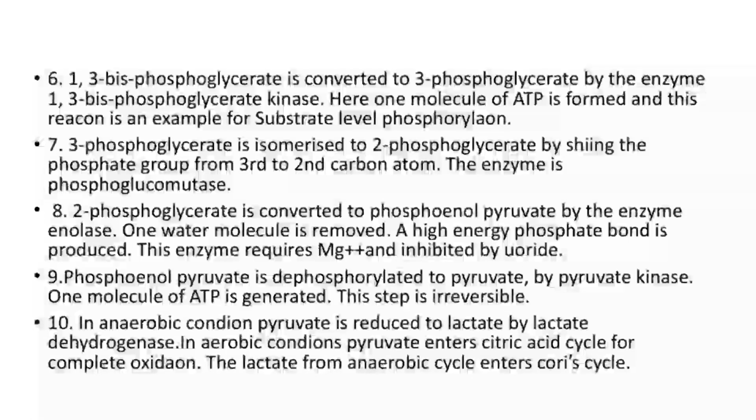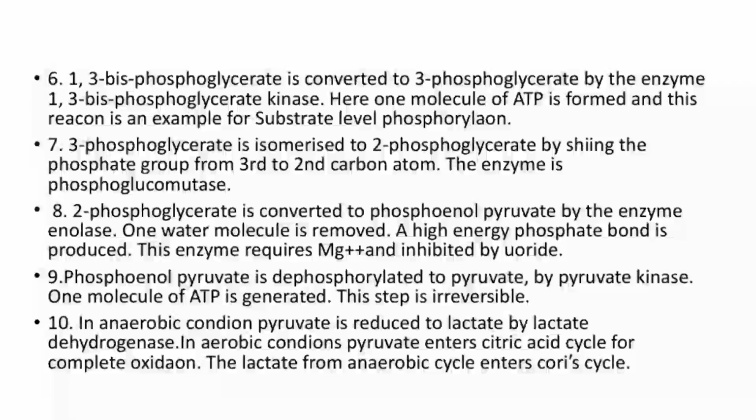Moving forward, the 3-phosphoglycerate undergoes an isomerization to become 2-phosphoglycerate. This involves shifting the phosphate group from the third carbon to the second, and the enzyme responsible for this is phosphoglucomutase. Next, 2-phosphoglycerate is converted into phosphoenolpyruvate, or PEP, by the enzyme enolase. During this step, a water molecule is removed, which results in the formation of a high-energy phosphate bond in PEP.